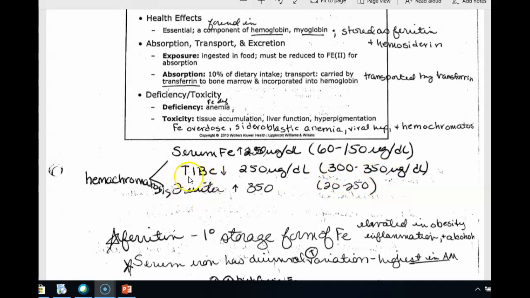And we do call this the TIBC in the lab. The ferritin, which is the storage form of iron, will be increased, for example, 350 micrograms per deciliter, and the reference range is 20 to 250. So in hemochromatosis, your iron is increased, your ferritin is increased, but your total iron binding capacity is decreased. That's because it's already bound up. It has no more capacity because it's bound up.